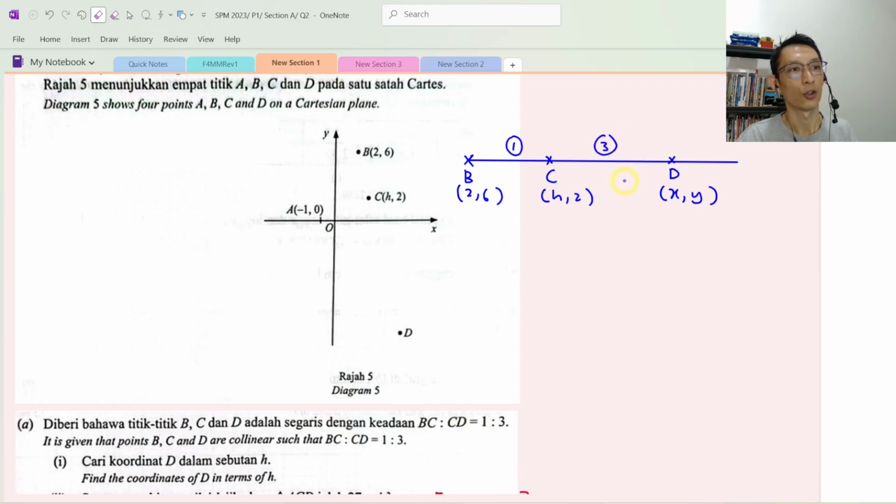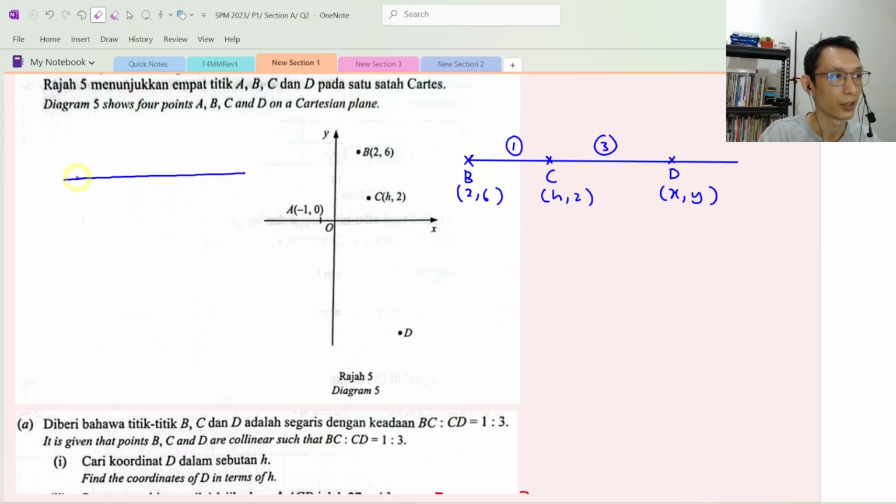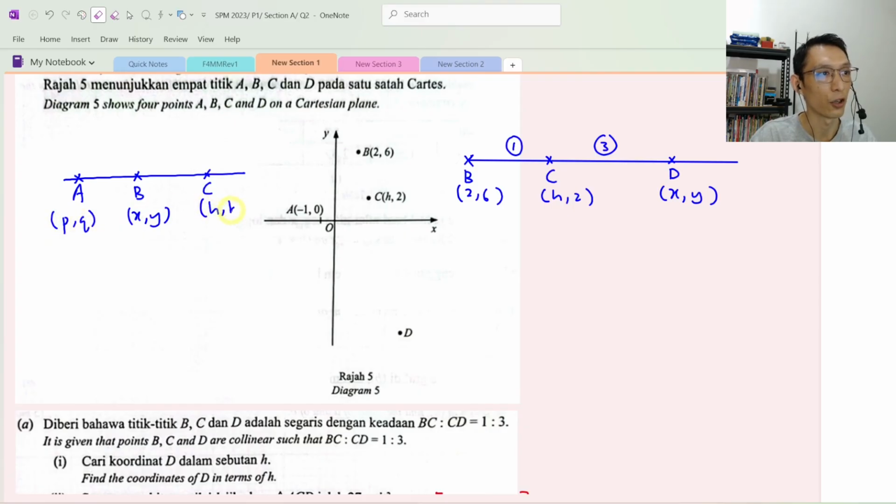So how do we get the coordinates of D? Let's say if you have a straight line or 3 points, they are collinear, meaning they lie on the same straight line. Let's say this is point A, point B, point C. The coordinates of B are (x, y), and then this is (p, q), and then this is (h, k). The ratio is m to n.